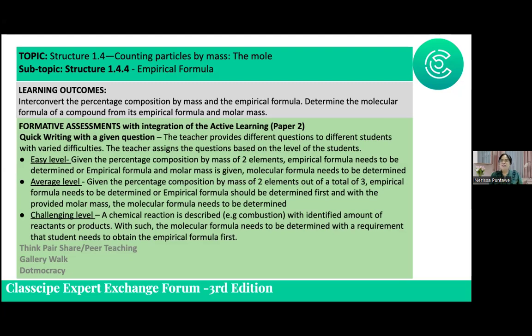For the average level, you can give the percentage composition by mass of 2 elements out of 3, and then they will have to determine the empirical formula and, of course, the molecular formula. The challenging one would be a chemical reaction is described, for example, combustion, with an identified amount of reactants or products, and the students have to determine the molecular and empirical formula.